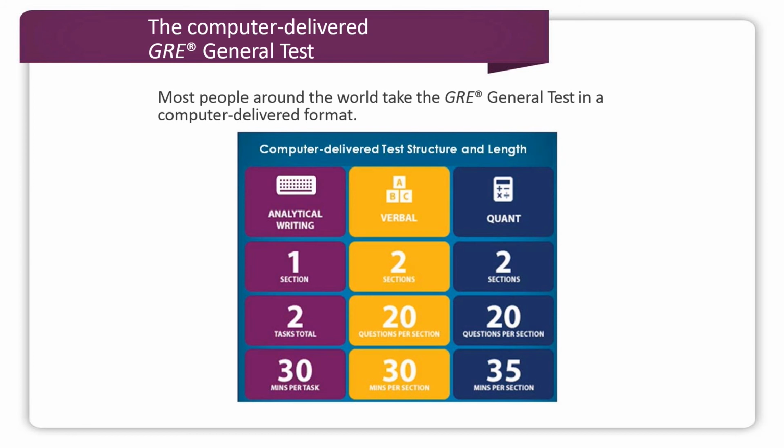Both the Verbal Reasoning and Quantitative Reasoning measures are comprised of 2 sections each. These sections can appear in any order after the Analytical Writing section. Each Verbal Reasoning section contains 20 questions and you have 30 minutes to complete each section. Each Quantitative Reasoning section contains 20 questions and you have 35 minutes to complete each section.